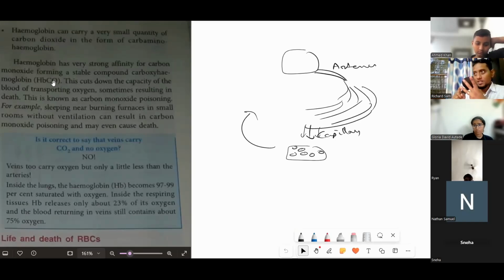Why? It forms a stable compound. And because it's a stable compound, it never gives away that carbon monoxide. And then there's no place for oxygen.